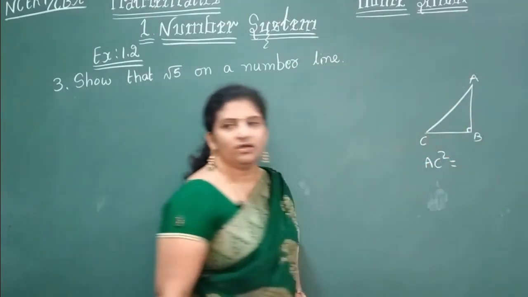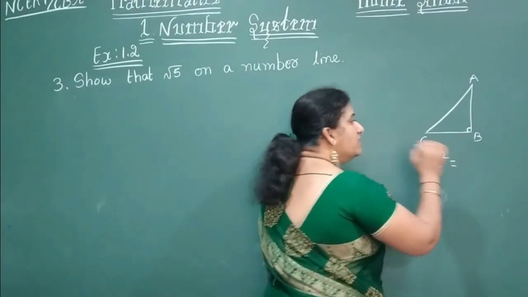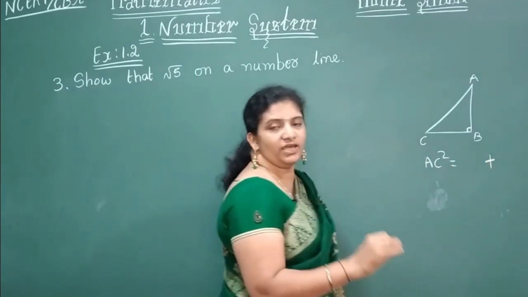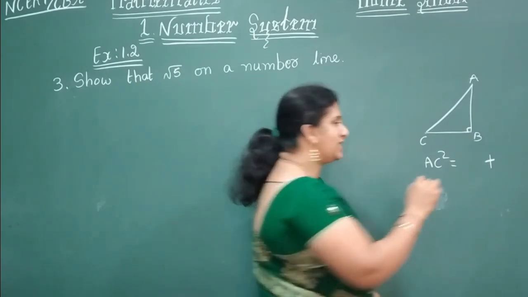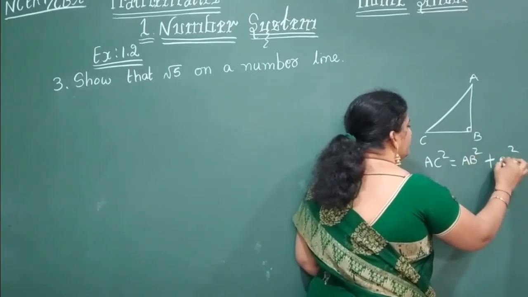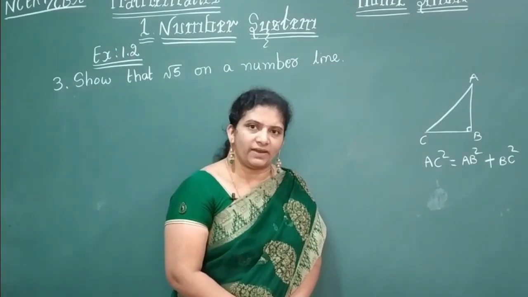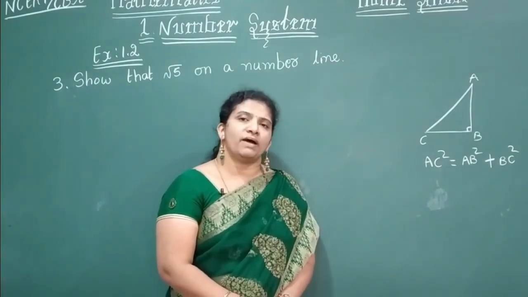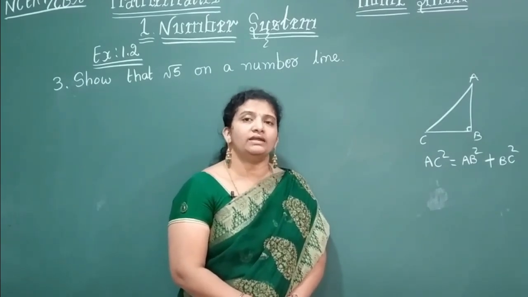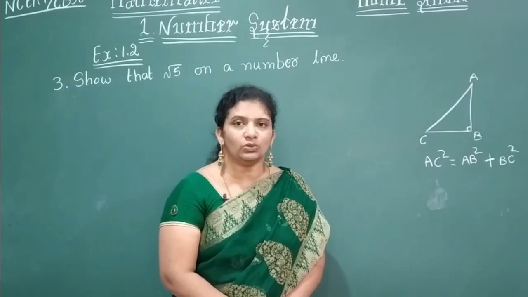AC square. The square of the hypotenuse is equal to the sum of the, sum means what, children? Addition. Sum of the squares of the other two sides. That is, AC square is equal to AB square plus BC square. What is your Pythagoras theorem statement, children? Once again I repeat. In any right triangle, the square of the hypotenuse is equal to the sum of the squares of the other two sides.